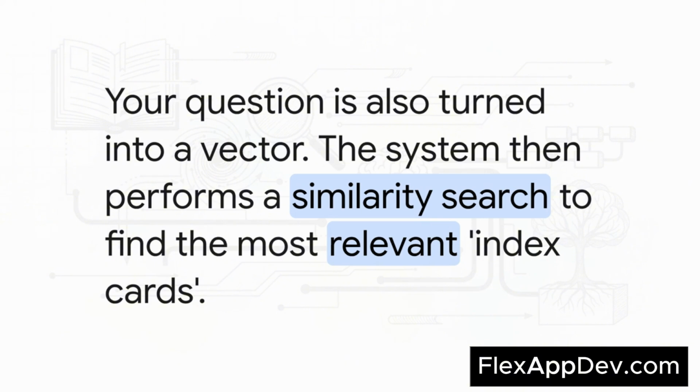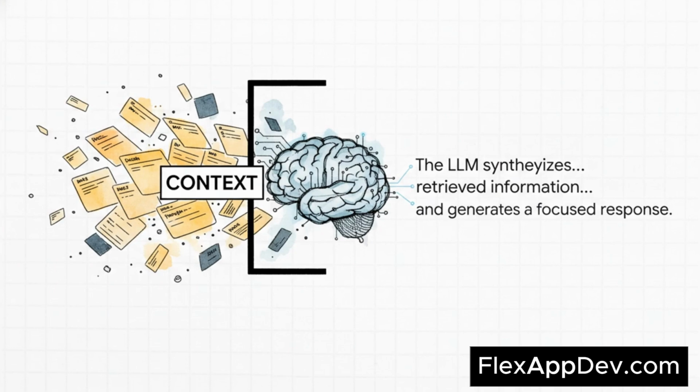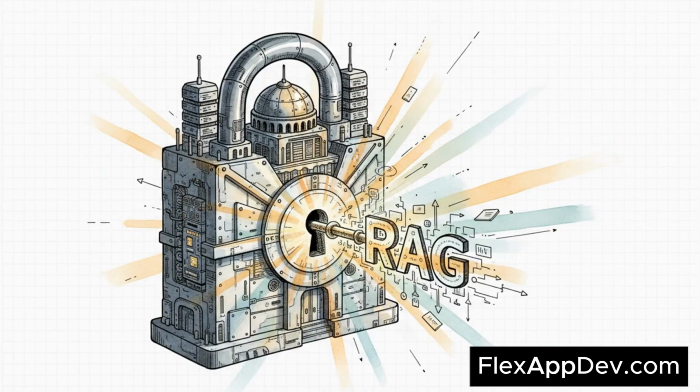So when you ask a question, it also gets GPS coordinates. The system finds the most relevant cards nearby. Finally, the AI uses your question and those cards to write a perfect, sourced answer. Simple as that. This whole process has a huge impact. It's exactly what makes RAG so incredibly powerful for your data.